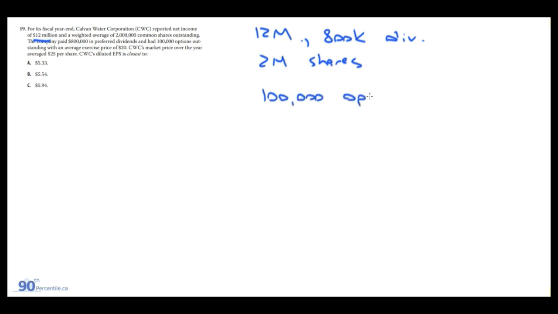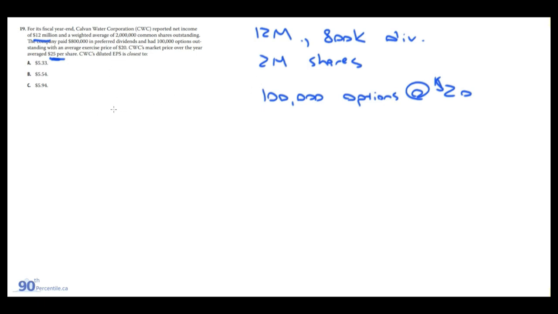100,000 options at $20 each. They can exercise at 20, and the market price over the year for the stock was $25. So the price of the stock currently in the market is greater than the exercise price, so these options are going to be dilutive.